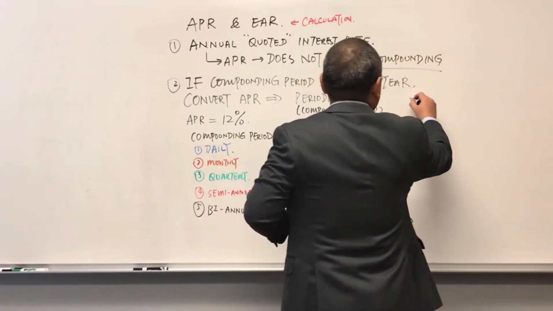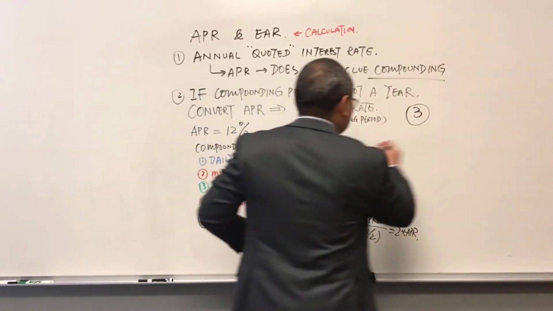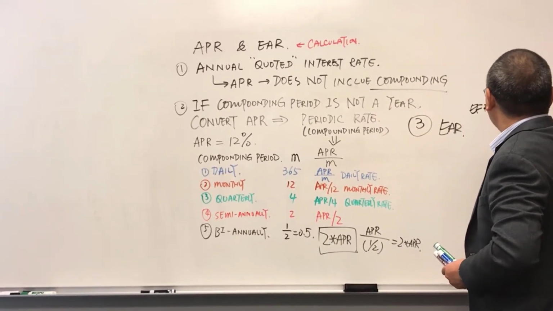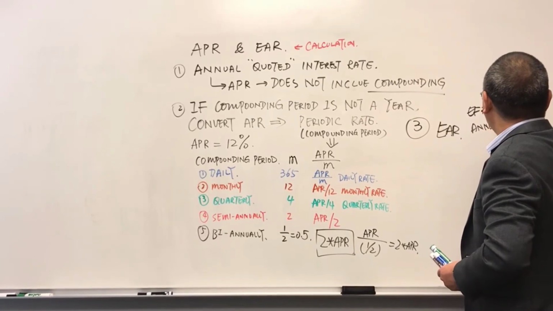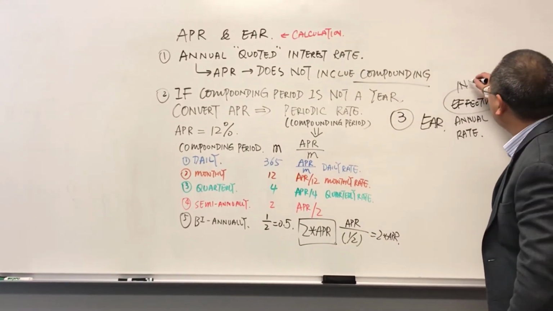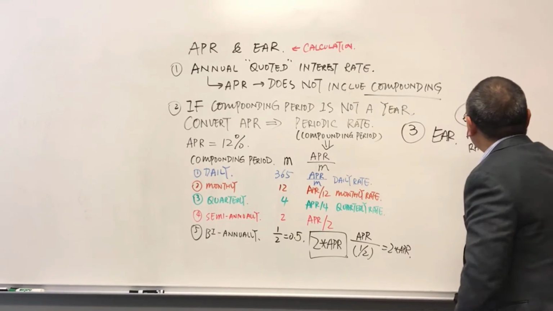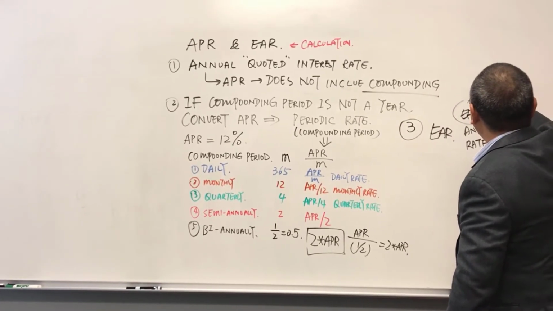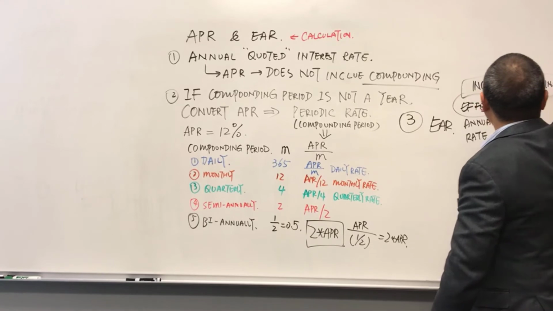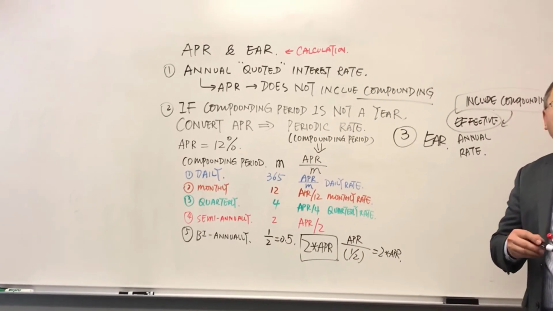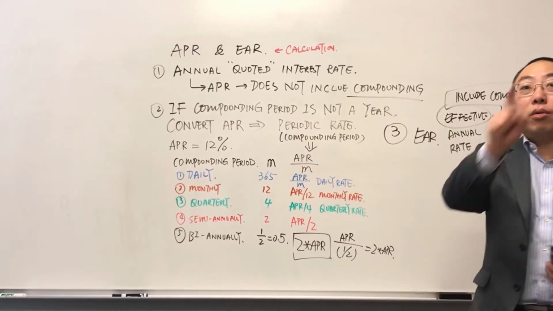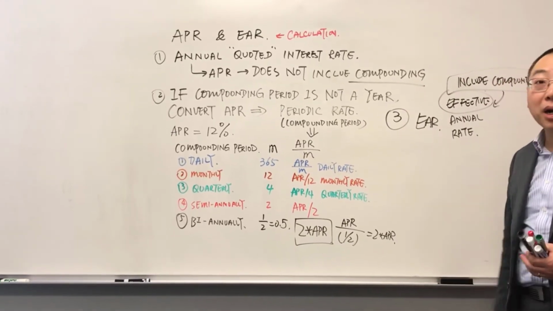Number 3 in section 6 discussion will be, how do we get EAR? It is the effective annual rate. What is the effectiveness about? It includes compounding. That means if we give 1 year period, compounding with your periodical rate will have the same future value as compounding using EAR.